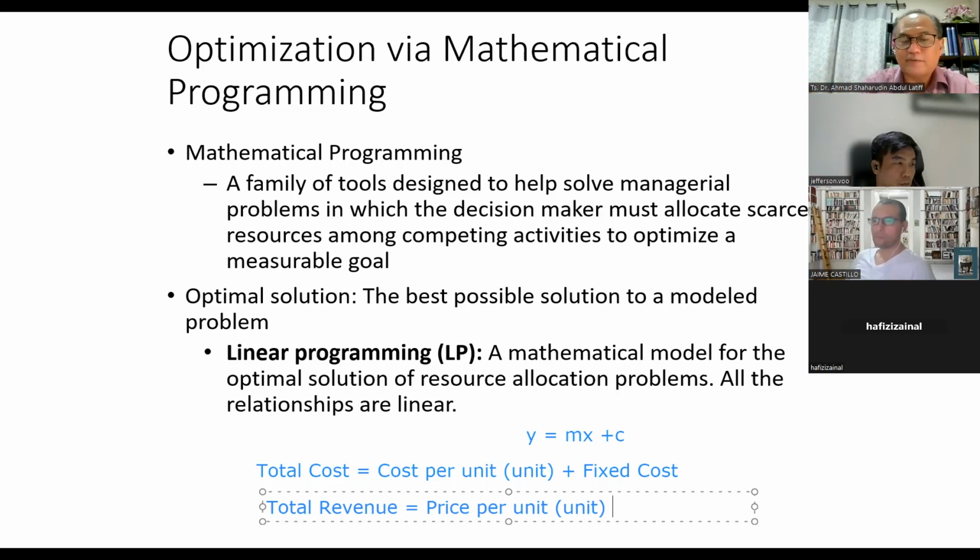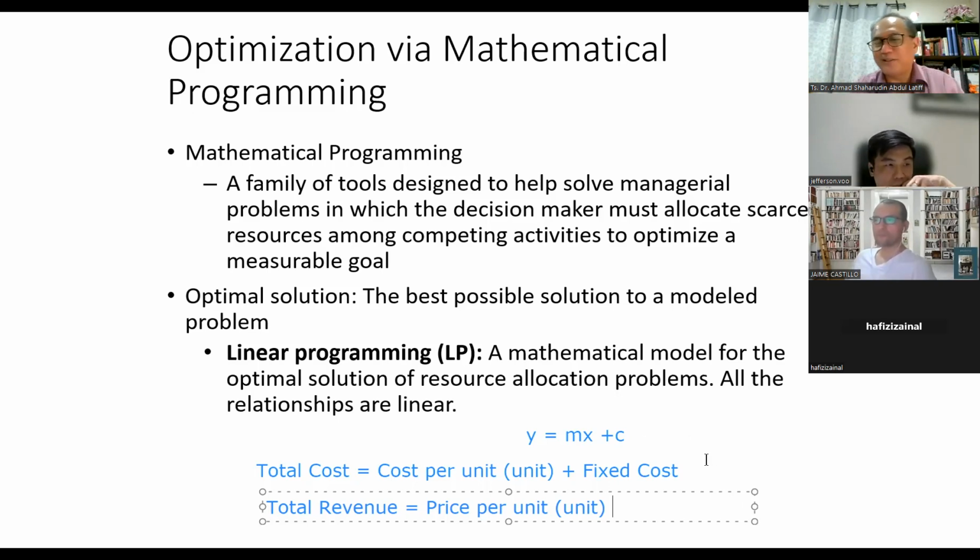So you can draw this graph. Linear programming, we call it simultaneous equations, and then you can see where it intercepts. The point that intercepts is your break even. Exceeding that, you can see your company makes profit.